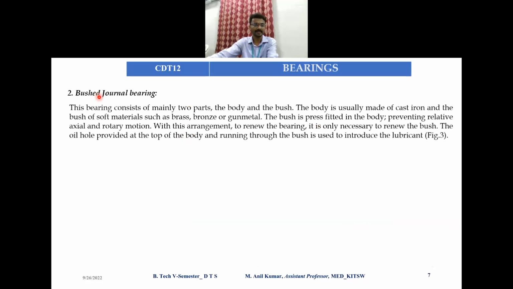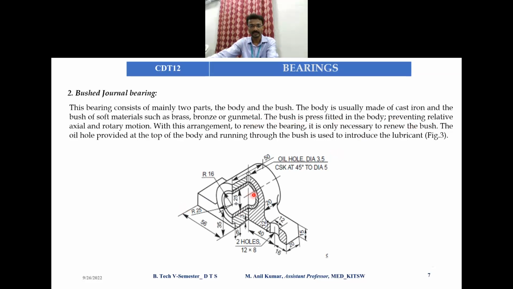Dear students, I'd like to show you the bushed journal bearing. This bearing consists of mainly two parts: one is the body and the other is the bush. The body is usually made of cast iron and the bush is made of soft materials such as brass, bronze or gunmetal. The bush is fitted into the body like this, preventing relative axial and rotary motion.